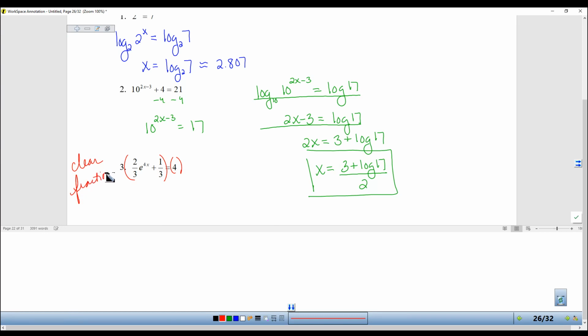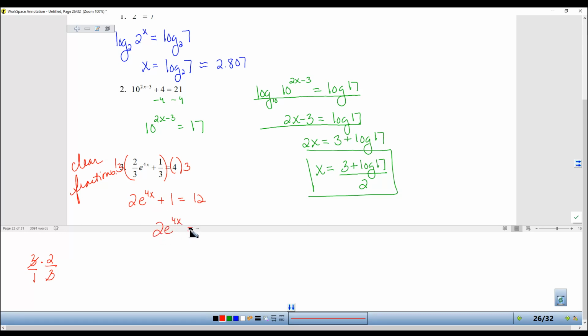These problems always look scarier. So just multiply both sides by 3. 3 times 2/3 is 3 over 1 times 2 over 3. Those 3's cancel and you just get 2. And then 3 times 1/3 is just 1. Already, doesn't that look like an easier problem? Just got to clear those fractions.